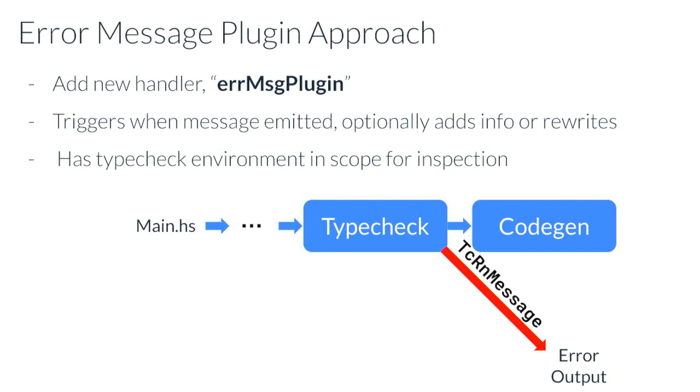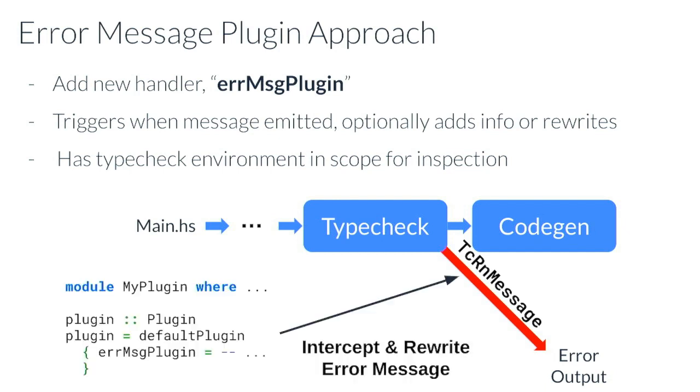Your type checker is going to occasionally emit a TcRnMessage. That's sort of the error, right? There's a bunch of other structs, but let's keep it simple. So we propose that instead, you can add an error message plugin which can intercept and rewrite these error messages, right?